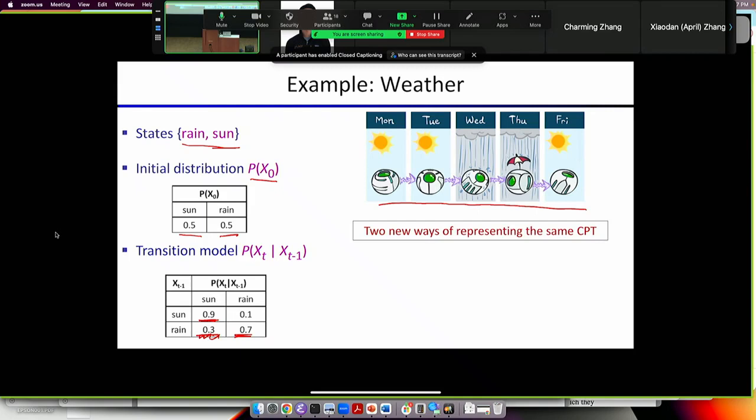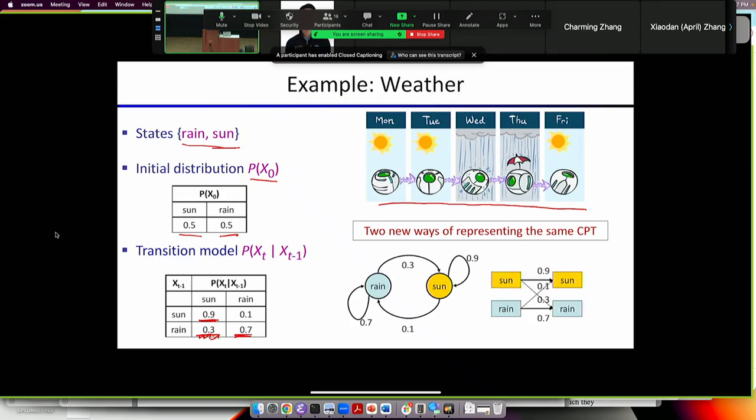And so we can think of this CPT as defining, just like I showed you before with the state transition graph for MCMC, nodes in a state transition graph that represent values of the state variable. Here there are just two. And then the transition probabilities are arcs on that transition graph. So we've already seen something like that.